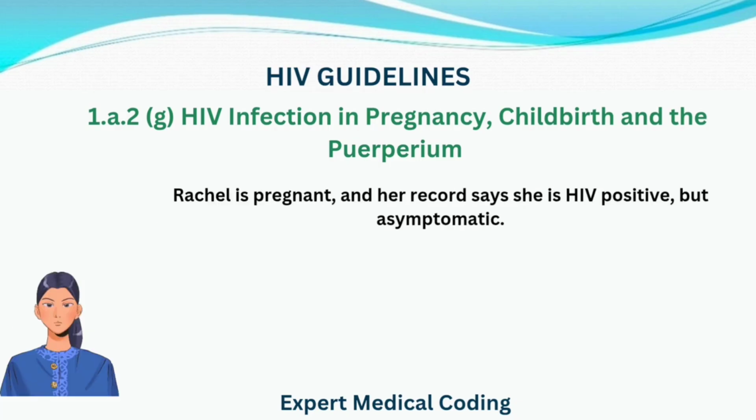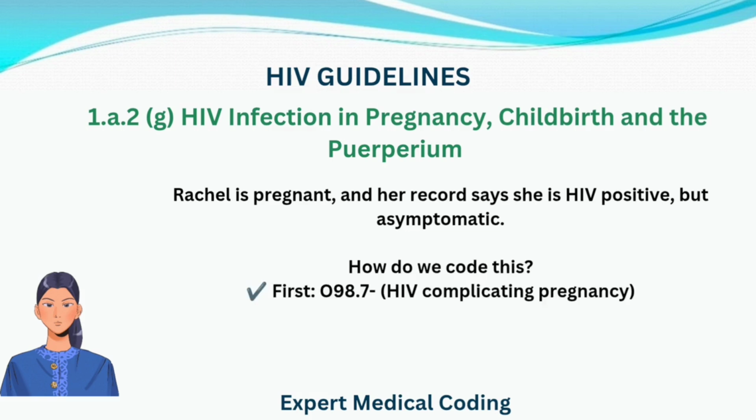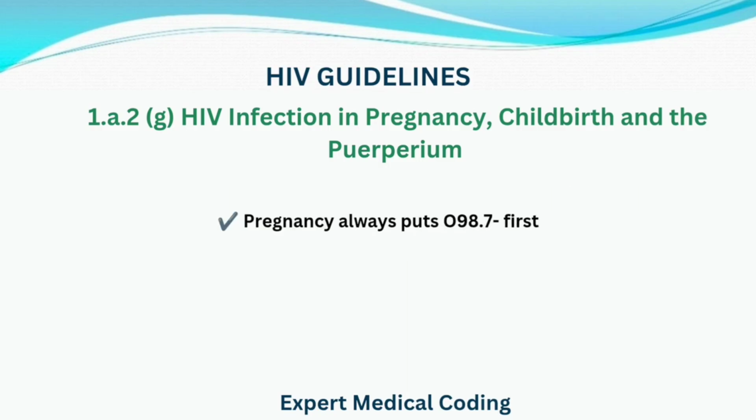Now another case. Rachel is pregnant and her record says she is HIV positive but asymptomatic. How do we code this? First we have to code O98.7, HIV complicating pregnancy. Then we have to code Z21, asymptomatic HIV status. Notice here we didn't use B20 because she has no HIV related illnesses. So here is the quick memory trick.